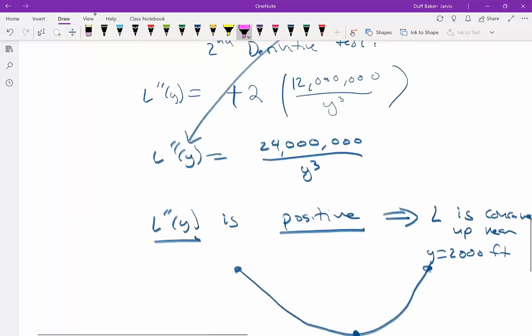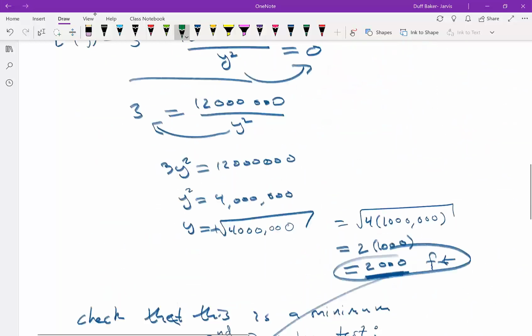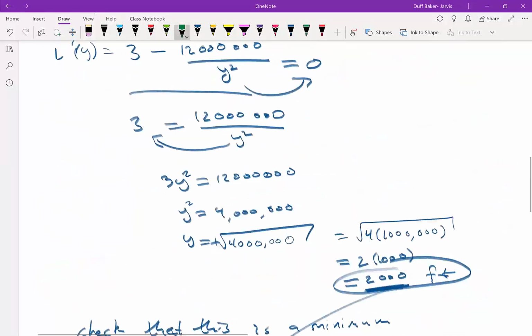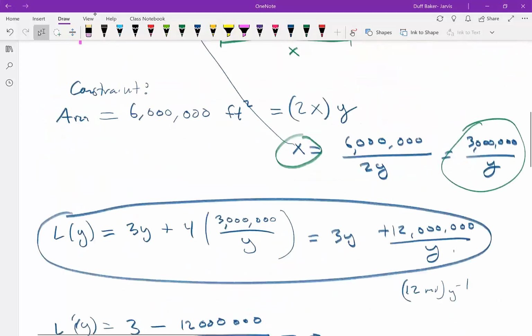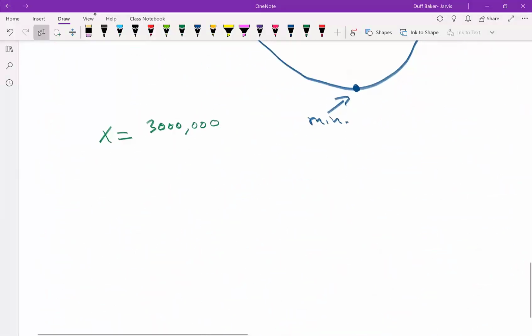So the field should be, so that means we need to know what x is. So x here is, if you go back up, we had a formula for x in terms of y right here. X equals this. So if you plug in the y you found, or was it 6 or 3? 3. And then y we found was 2,000.